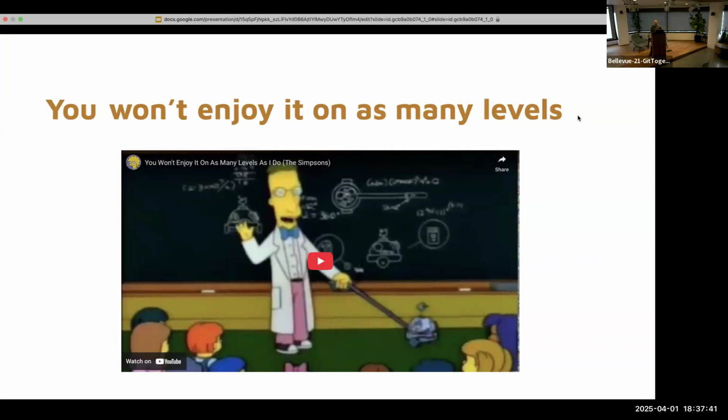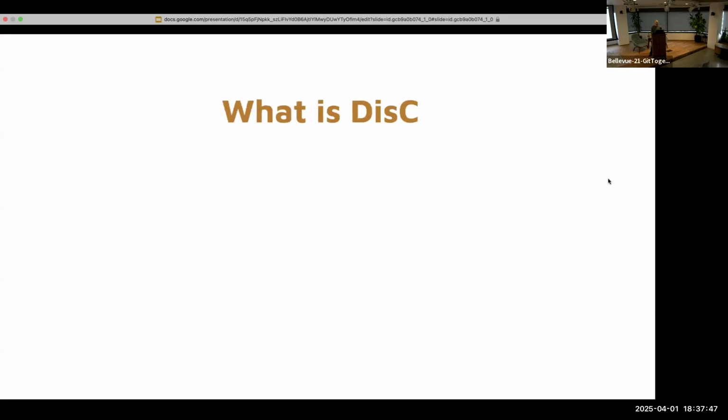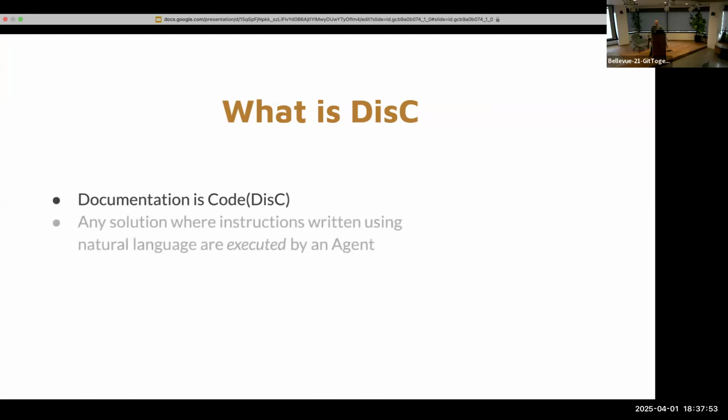And so I'm going to try to alleviate a little bit of that by focusing a little more on limitations. All right, so I'm going to start with this idea first. What I mean by documentation as code is any solution where instructions written using natural language are executed by an agent. So the agent is the interpreter of your instructions.